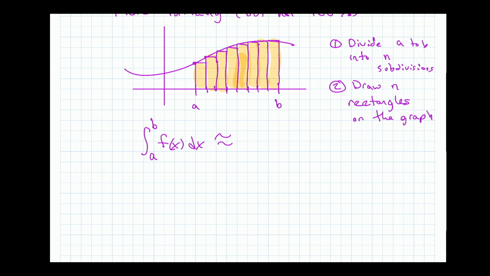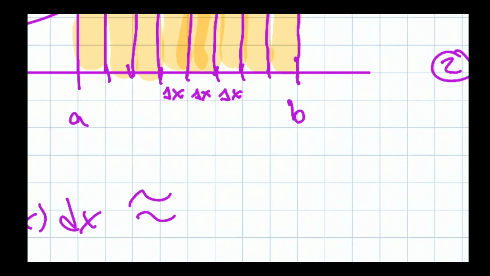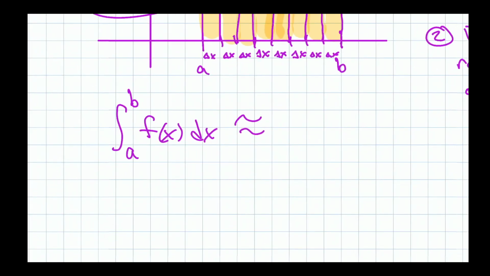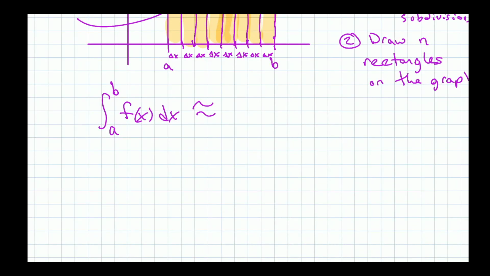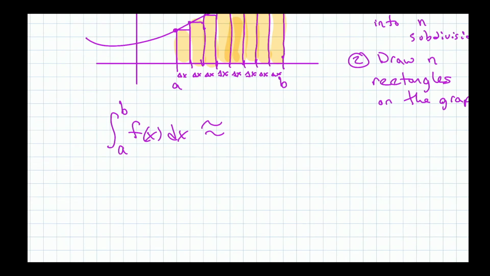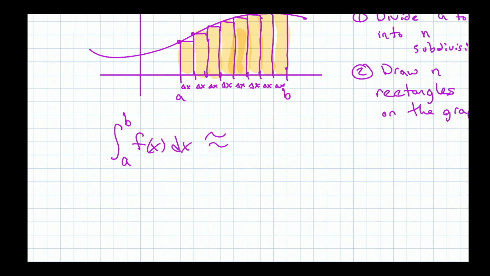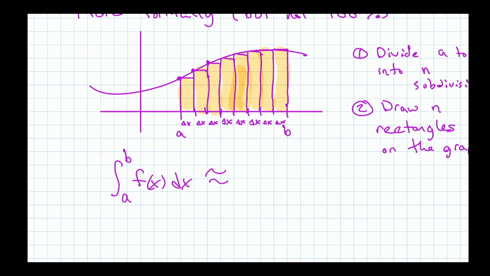Now, how would I write the area of those rectangles? Well, each one has a width, and I'm going to say they all have the same width, and I'm going to call that delta x, which is hard to see there, but little triangle x, triangle x, triangle x. They're all delta x. Okay, so they're all the width times the height. Well, how are you going to get the height? Well, if I did this right, then the height is going to come from a y value on the graph.